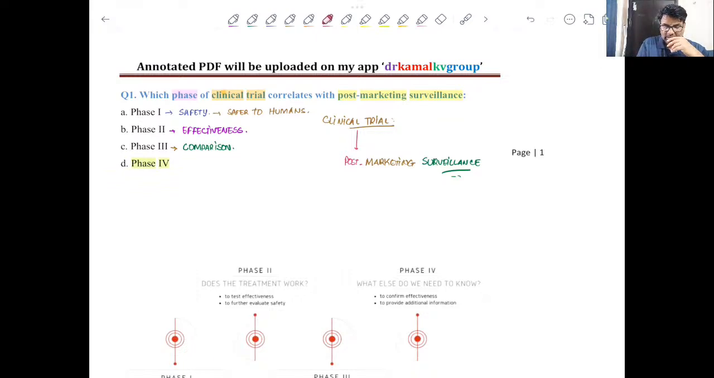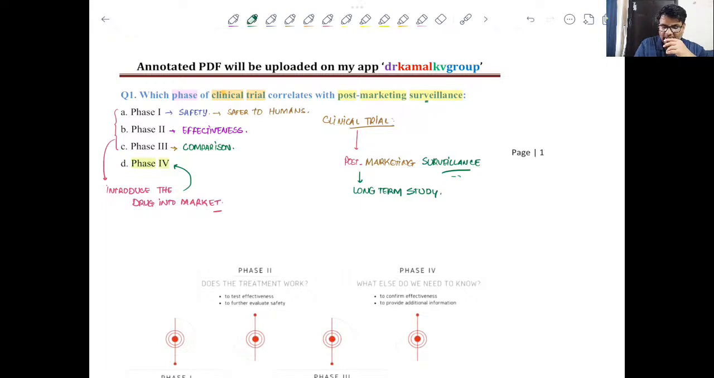Now once these 3 phases are done, then we introduce the drug into the market. Clear? Once the 3 phases are done, the drug is introduced into the market, and then in phase 4 we do post marketing surveillance. And post marketing surveillance is a long term study.